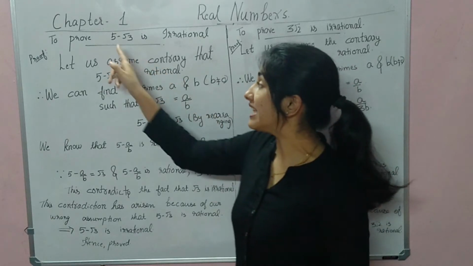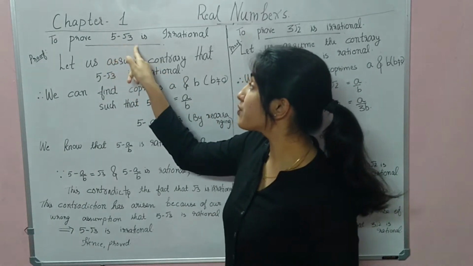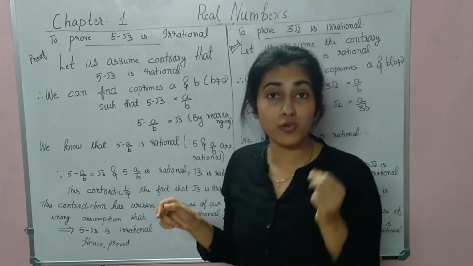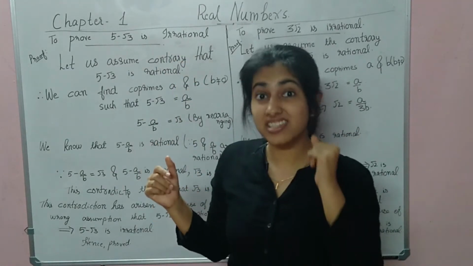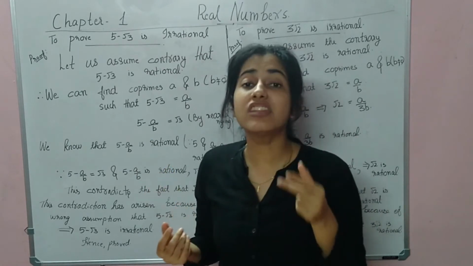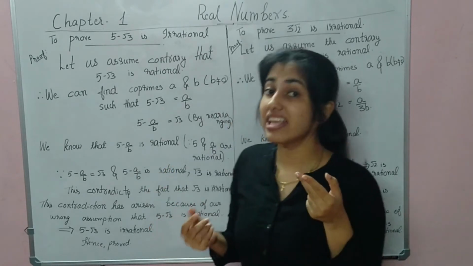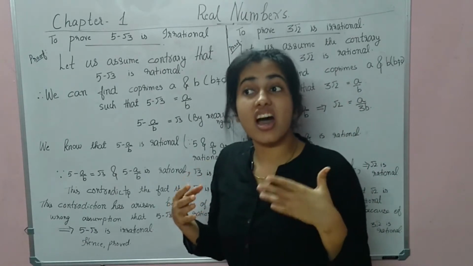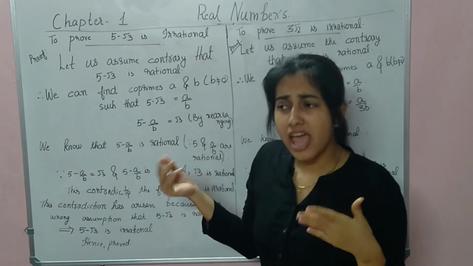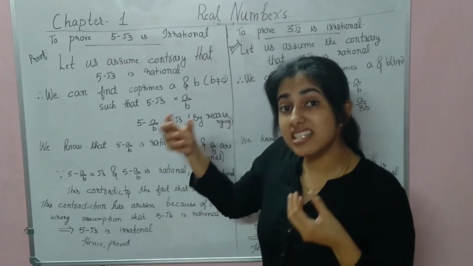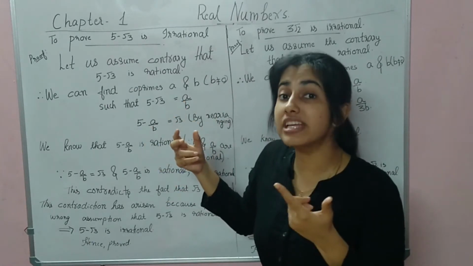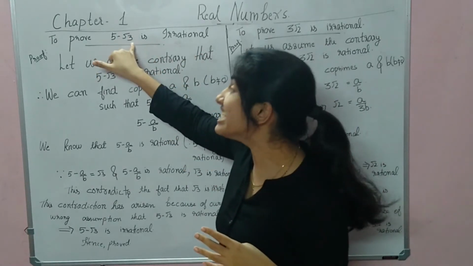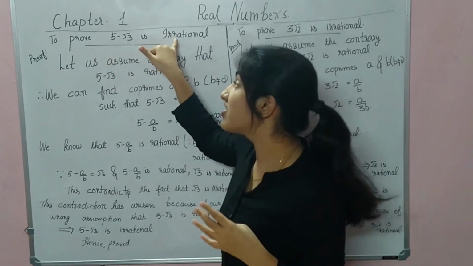In this video, let us prove 5 minus root 3 is irrational. We have already proved that root 2 is irrational. We have learned in class 9 that root 2, root 3, root 7, etc. are irrational. We also learned that the sum, product, difference and quotient of a rational and an irrational number is irrational.